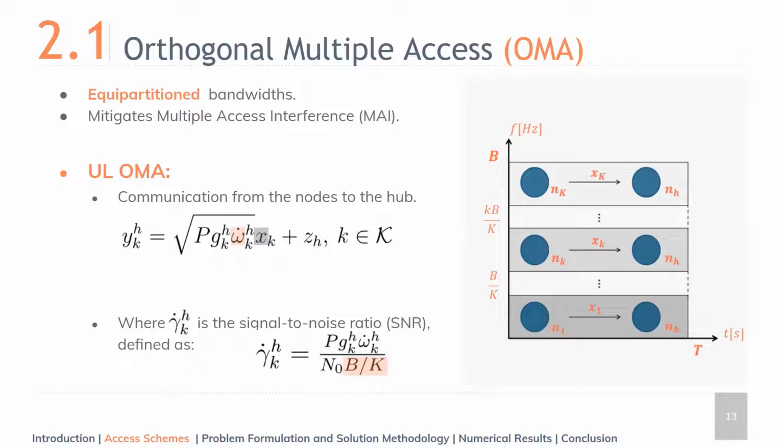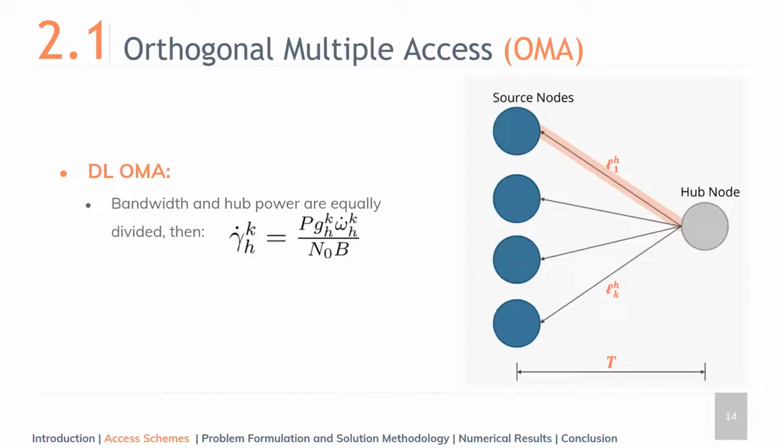In this scheme, each node is permitted to communicate with the hub over a dedicated link to mitigate the multiple access interference. This link is an equal portion of the bandwidth. In the uplink direction, the hub will then receive the weighted transmitted signal through the pre-assigned link, and this signal has a signal-to-noise ratio that is a function of the equally divided bandwidth, as we see here highlighted in orange. In the downlink, the hub will use the same dedicated links to communicate with the nodes of interest, utilizing its own power budget for the transmission. Hence, the hub will divide the power equally between the nodes, and as a result the SNR will be in the following form.